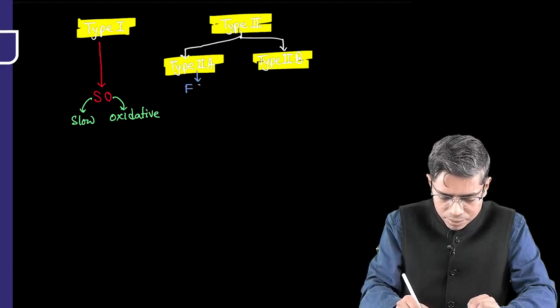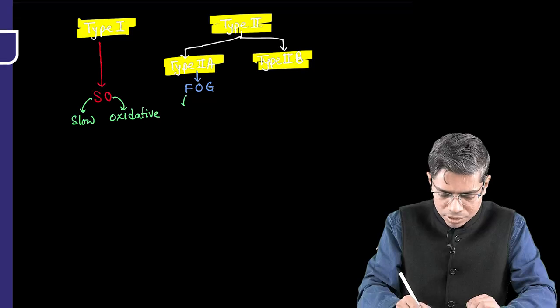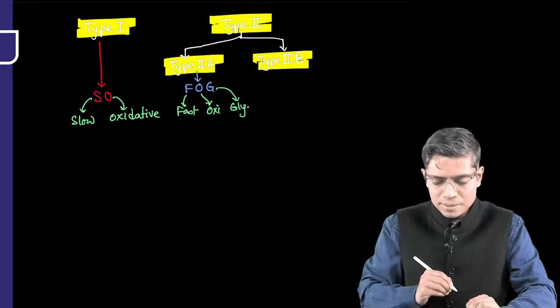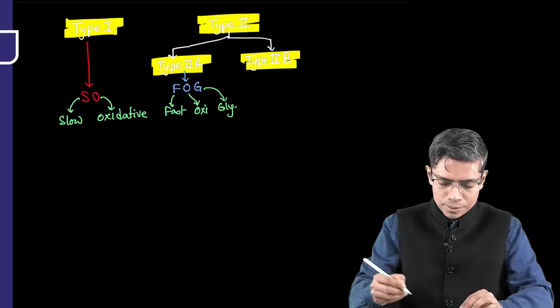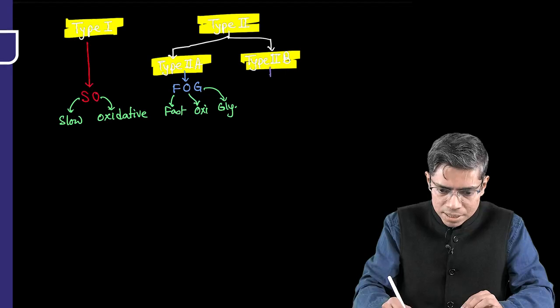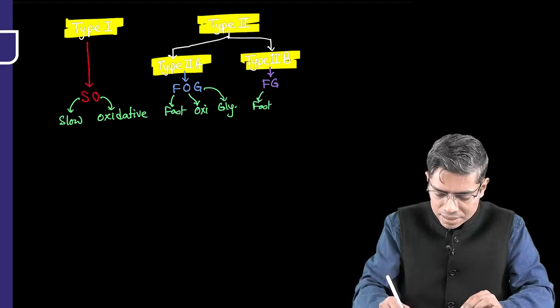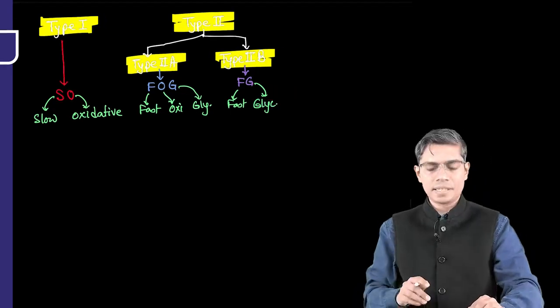Type 2a is known as FOG. F stands for, obviously, if it is slow then it will be fast. So this is fast, O for oxidative, and G for glycolytic. Means this muscle fiber will have oxidative property as well as glycolytic type of metabolism. And type 2b is known as FG. F stands for fast, and G stands for purely glycolytic fiber, right?